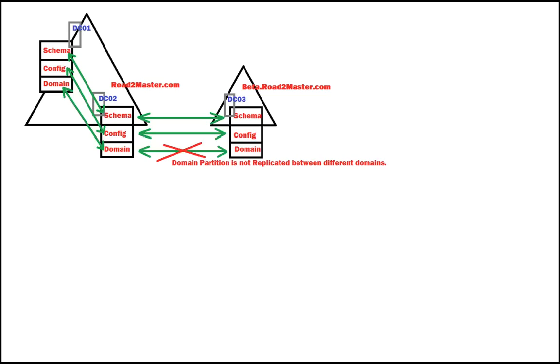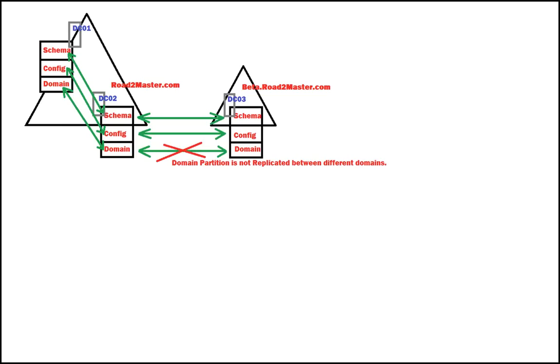In this case, for example, we have 2 domains, okay? roadtomaster.com is one of the domains. Another one is beta.roadtomaster.com. That's the second domain. Okay, and we have 2 domain controllers. That is DZ01 and 02 in roadtomaster.com, and 1 domain controller, DZ03, in beta.roadtomaster.com. Okay.